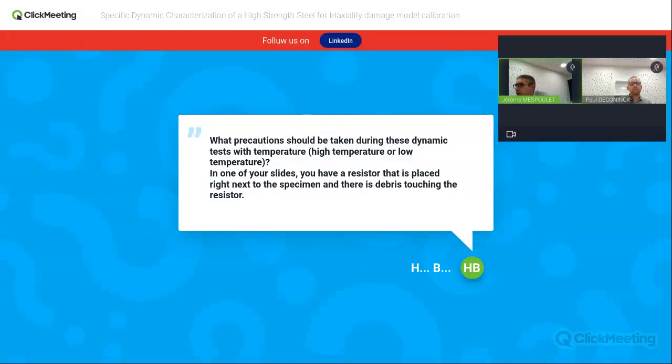Okay, so what precautions should be taken during these dynamic tests with temperatures, high temperatures or low temperatures?